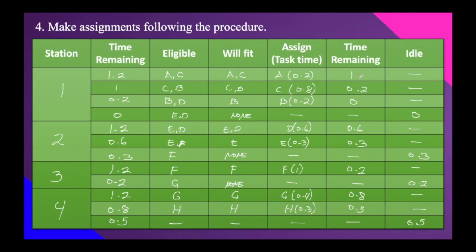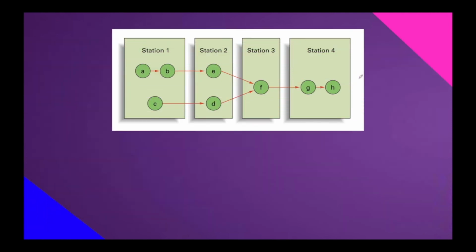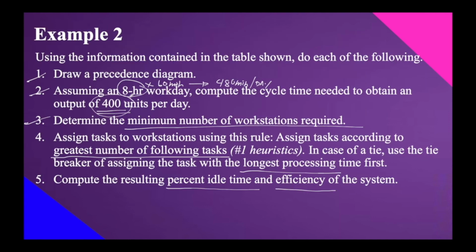So, next, guys, actually, this is the final na itsura ng ating line balance na layout. Station 1 includes A, B, and C. Station 2 includes E, D. Station 3 includes F, station 4 includes G and H. Itong layout na yan is actually line balance na sila. Pag naglabas sila ng output, balance na at the same time, mahi-hit nila yung ating target na 400 units per day.